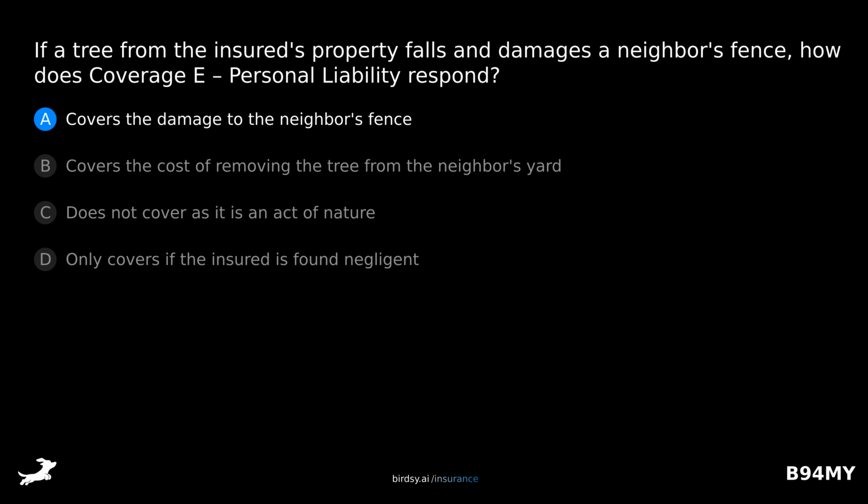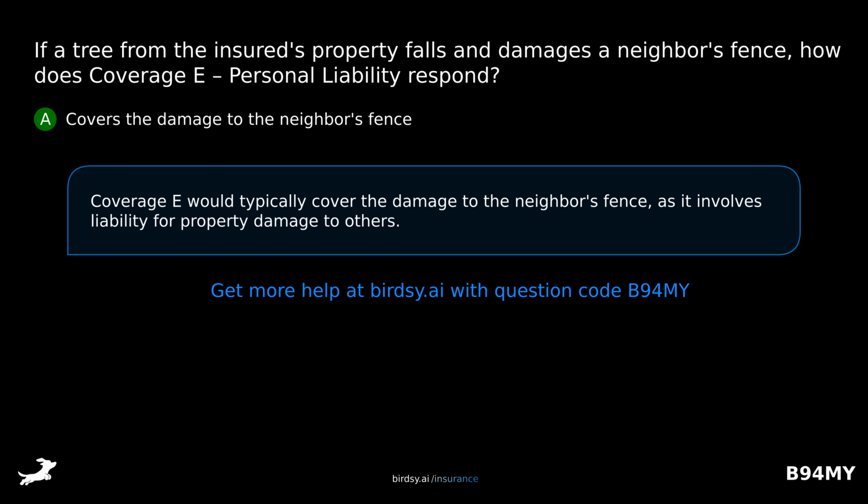Is it A, covers the damage to the neighbor's fence? B, covers the cost of removing the tree from the neighbor's yard? C, does not cover as it is an act of nature? Or D, only covers if the insured is found negligent? The answer is A, covers the damage to the neighbor's fence. Coverage E would typically cover the damage to the neighbor's fence, as it involves liability for property damage to others.